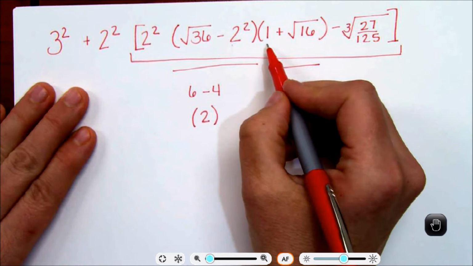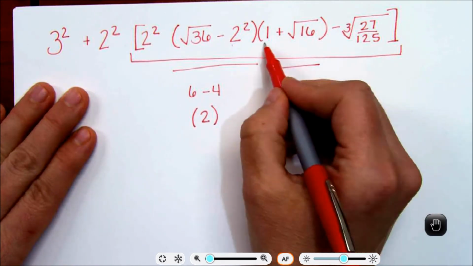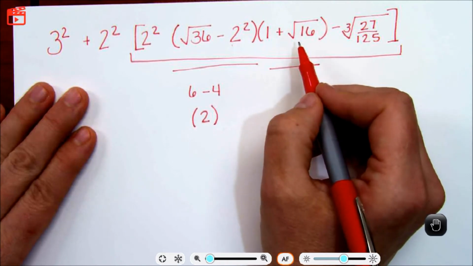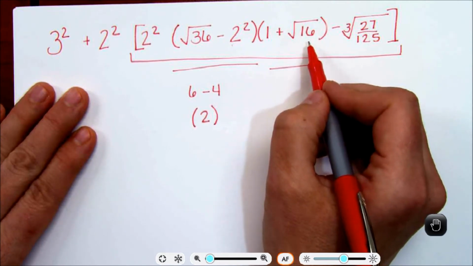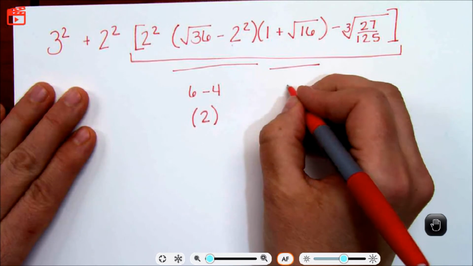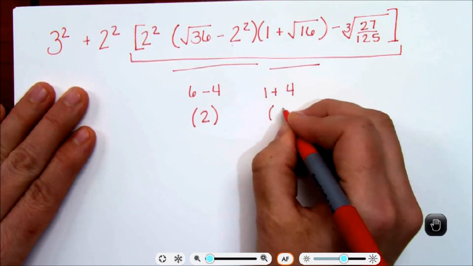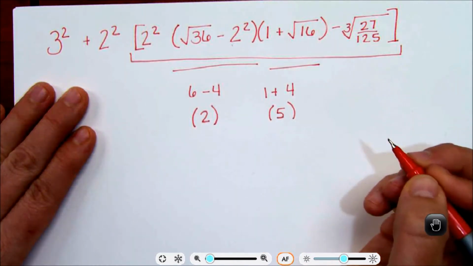Our second parenthesis, 1 plus the square root of 16, we cannot add, because we can't just add 1 to a square root, so we have to solve for the square root first. Square root of 16 is 4. We're going to add the 1. Our answer inside this parenthesis is a 5.